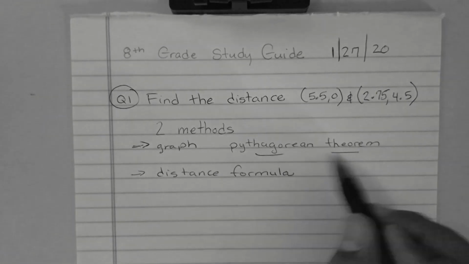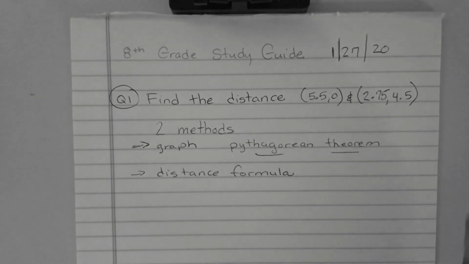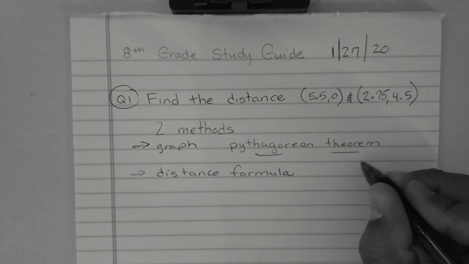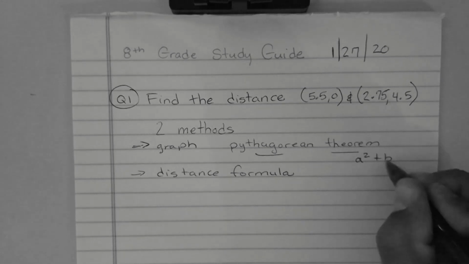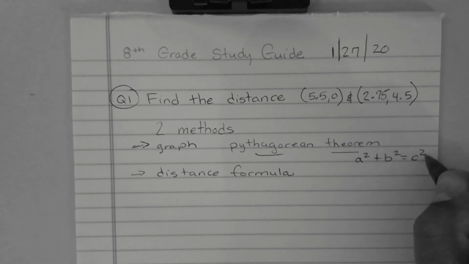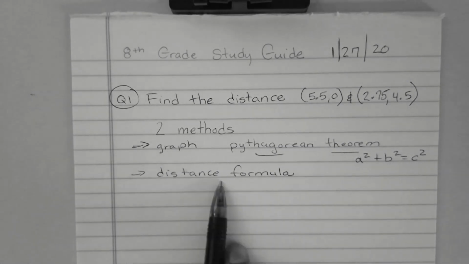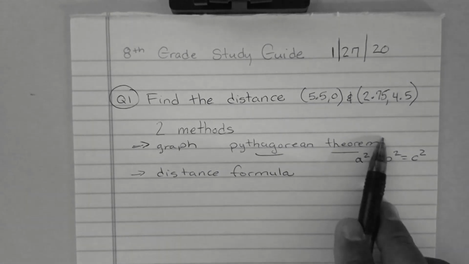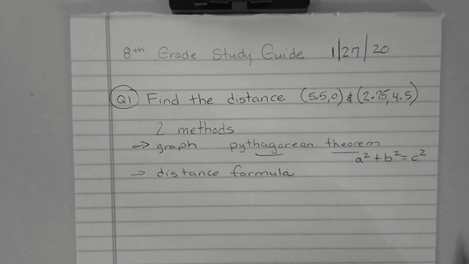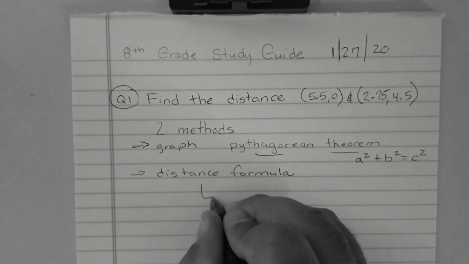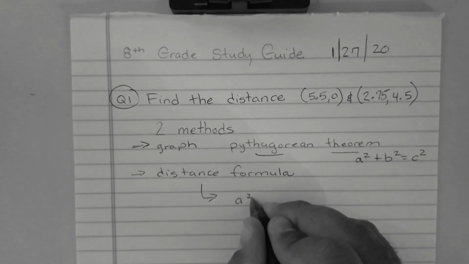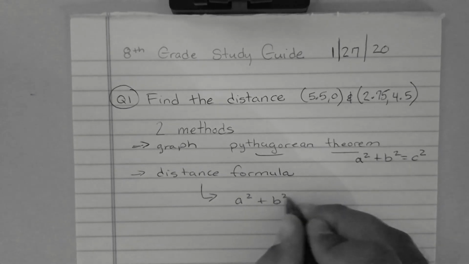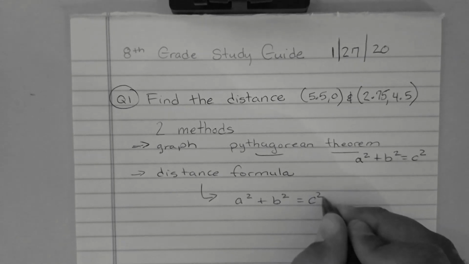So let's think, for instance, what is the Pythagorean theorem? Who remembers what the Pythagorean theorem was? Say it. A squared plus b squared is equal to c squared. So we're going to derive the distance formula from the Pythagorean theorem. Ready? We're going to use it from here: a squared plus b squared is equal to c squared.